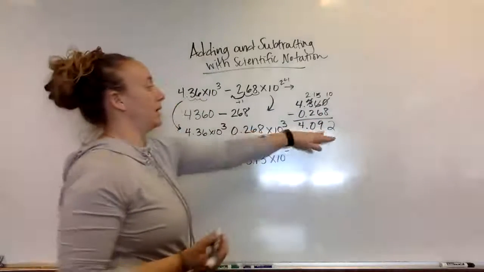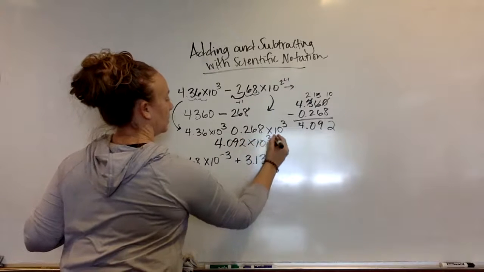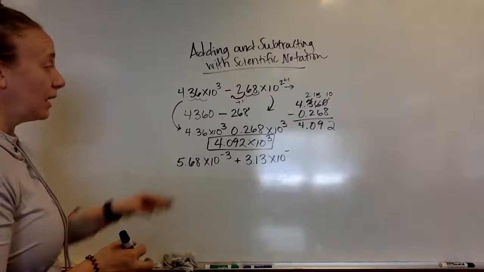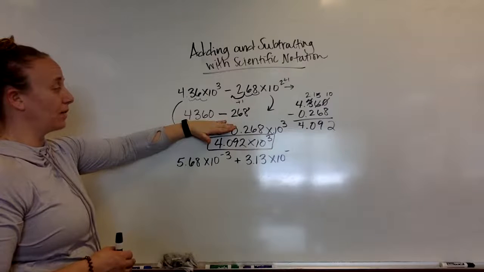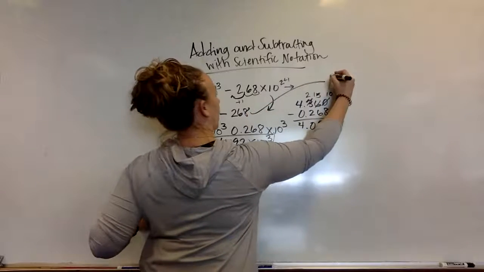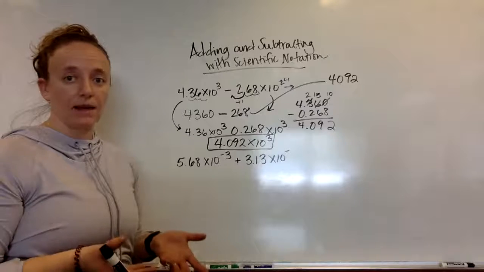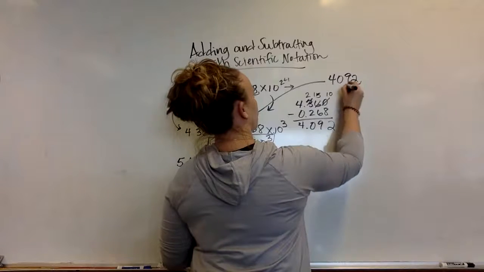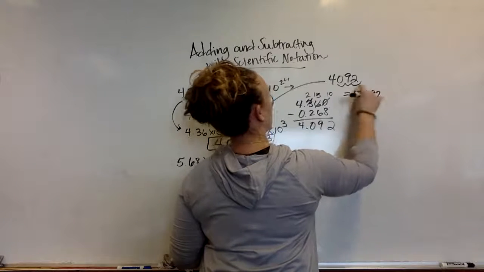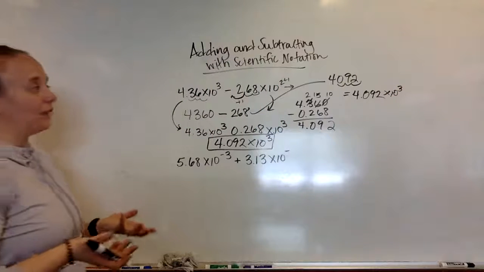So now I have it written down: 4.092 times 10 to the third, and I now don't have to put it into scientific notation. I could just do this math, 4,360 minus 268, and I'd get the same value of 4,092, but then I'd need to finish my answer by writing it in scientific notation. I'd rewrite this as 4.092, moved over 3 place values, so times 10 to the third. I'd have to do that work.